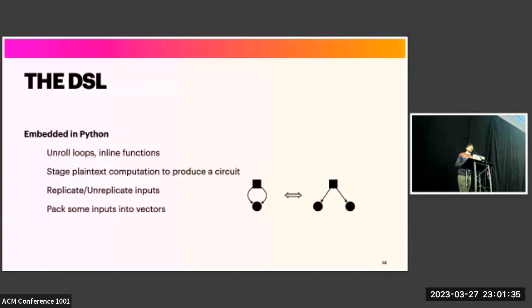The other thing is the programmer can specify that some set of their inputs should be packed into vectors. So let's say you're writing a matrix multiply, maybe you want all n² elements of the matrix to be passed in as a single input vector. So the DSL just has things for that. And then Coyote takes this staged circuit and it vectorizes it and it compiles it all the way down to C++ and links it against an FHE library that supports the kind of vectorization we care about.